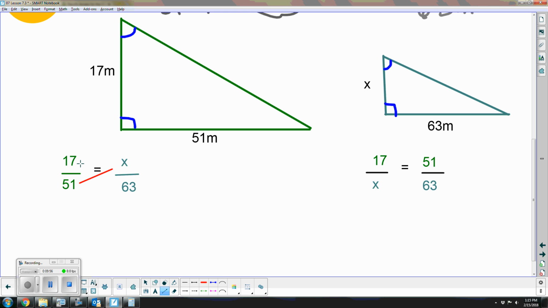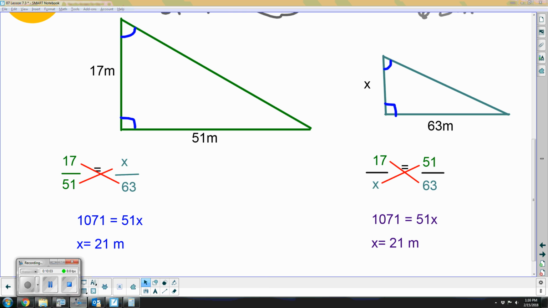So I'll get 51x equals 17 times 63. Either way I solve this, x equals 21 meters. 1071 is 17 times 63, and then I divide both sides by 51, so I get x equals 21 meters.